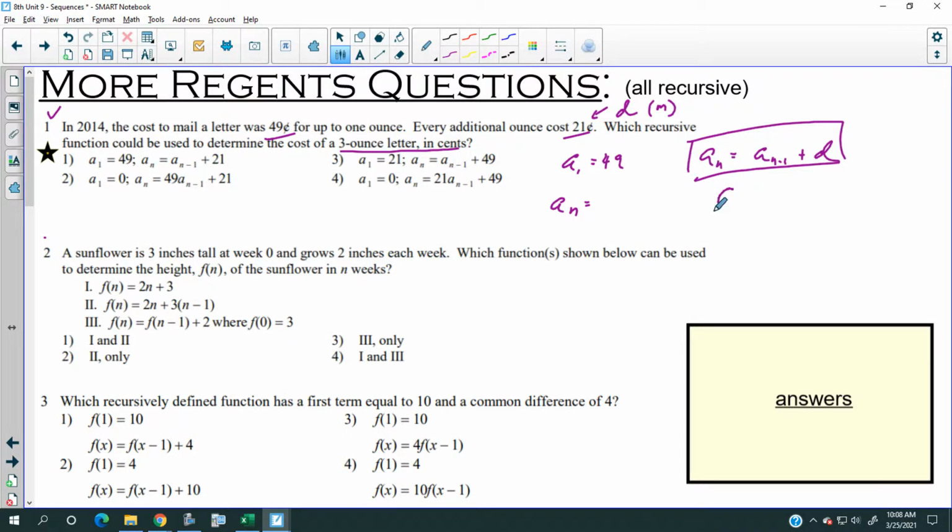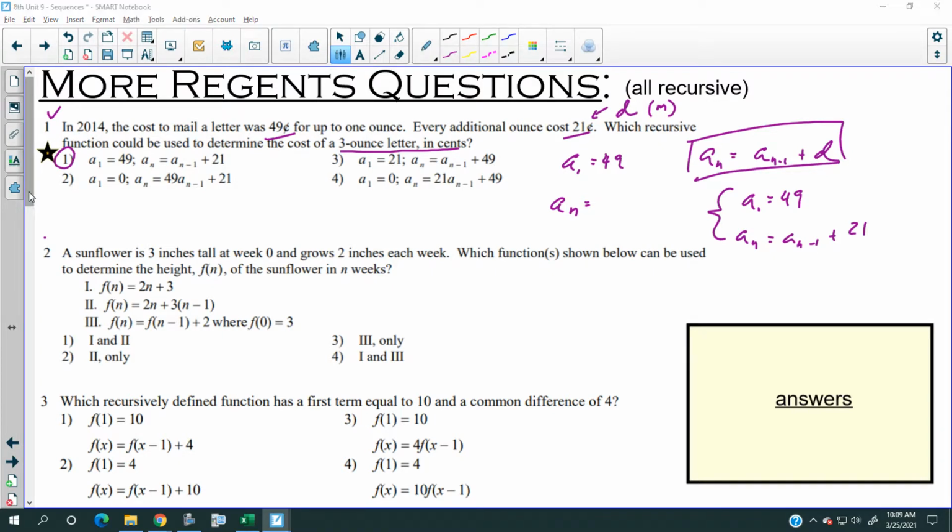Remember it was this? When we deal with recursive formulas, you have to tell them which the first term is, and then for the second one, the 3-ounce letter, is that what they want to know? Actually, no, we can just keep it like this, because look at the choices. Plus the common difference, which is 21. That's choice 1. That's it. Voila. See, not as bad as I thought.